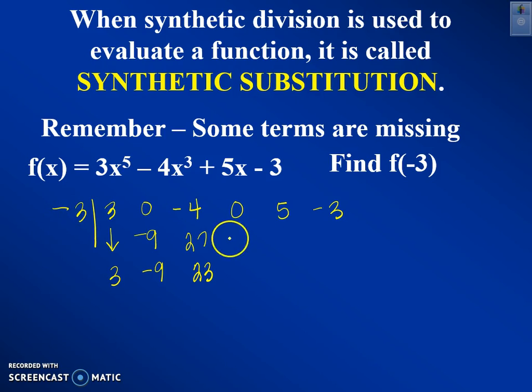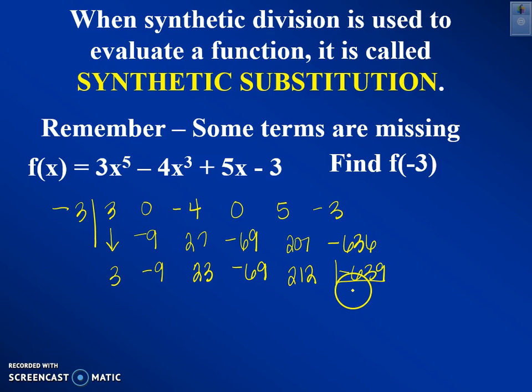23 times negative 3 gives me negative 69. Then we multiply again to get 207. 5 plus 207 is 212. And then 212 times negative 3 is negative 636. So when we add those, we get a negative 639 on the end down here, which means that f of negative 3 is equal to negative 639.